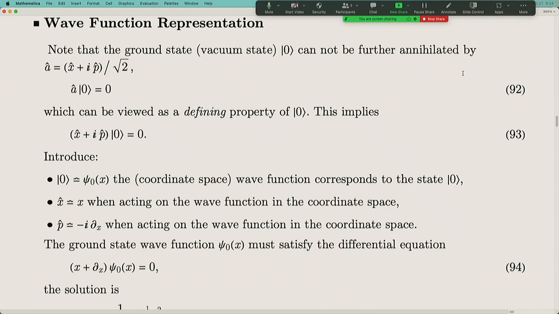And in that case, when you apply the x operator on the wave function, that simply multiplies the wave function by x. When you apply the p operator on the wave function, that simply takes a partial derivative of the wave function with respect to the coordinate, with some factor minus i in front. So if you substitute all these into this equation, the state becomes the wave function, x becomes a number multiplying the wave function, and then p becomes a derivative operator acting on the wave function. So the whole equation gets translated into this differential equation.